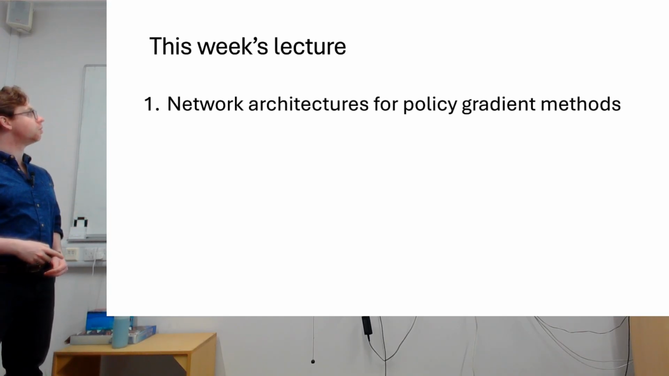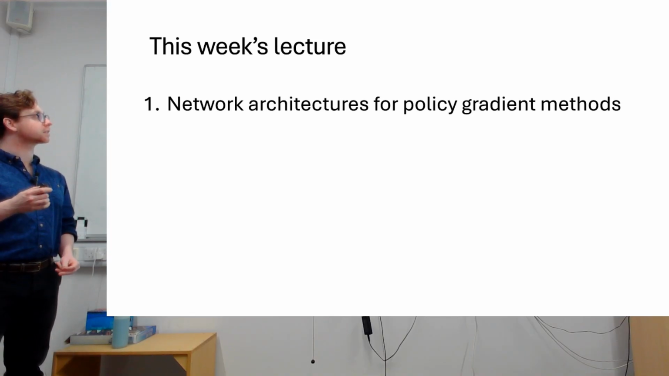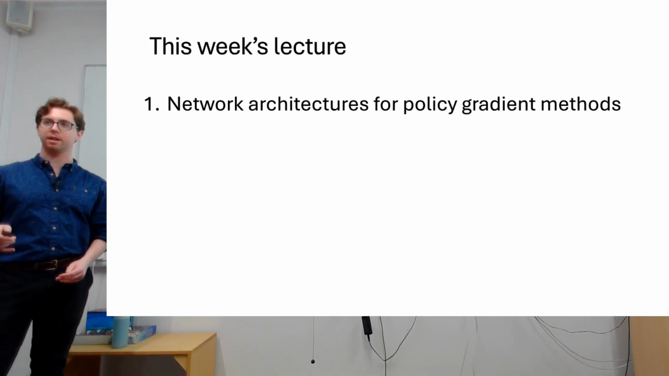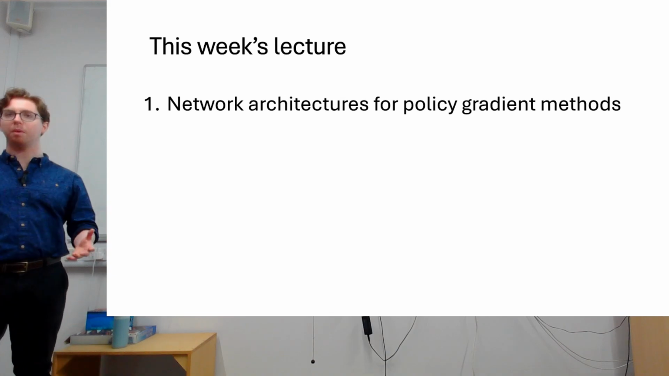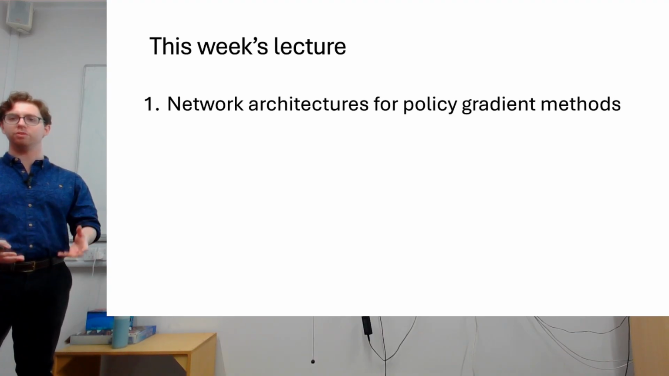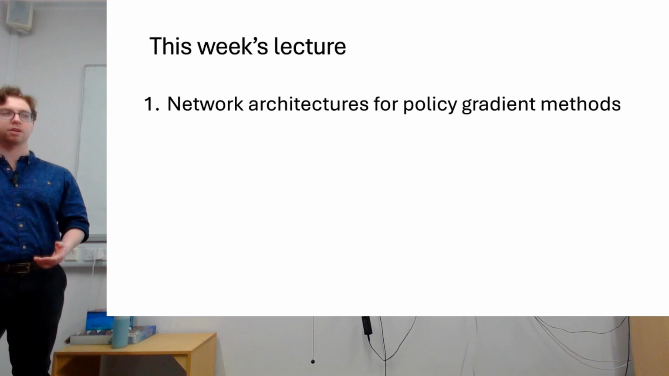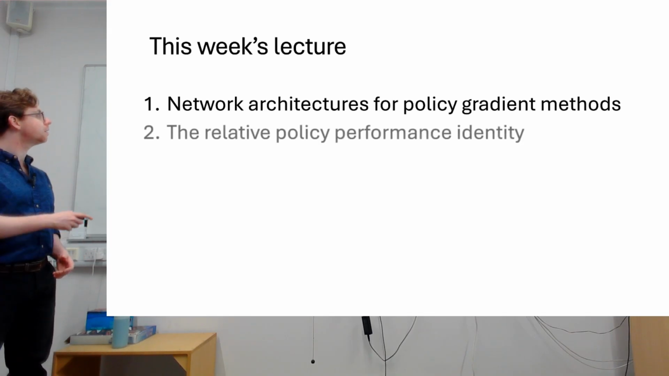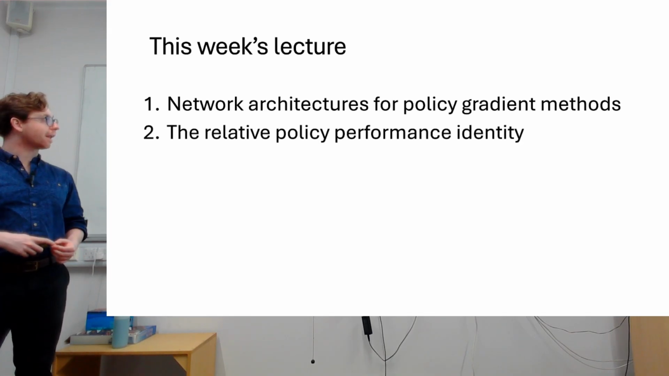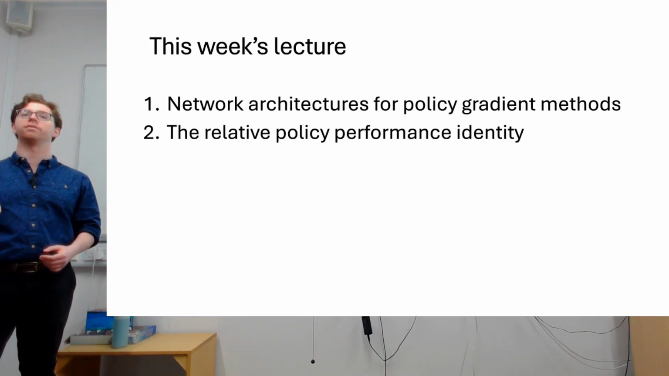So this week, the first thing we're going to do is cover network architectures for policy gradient methods. So last week we covered policy gradient methods, but we didn't talk a lot about how you'd actually implement these and what the networks that you used for doing these methods would actually look like. And that's what we're going to cover this week. We're going to cover the relative policy performance identity, which is sort of the theoretical underpinning of PPO.